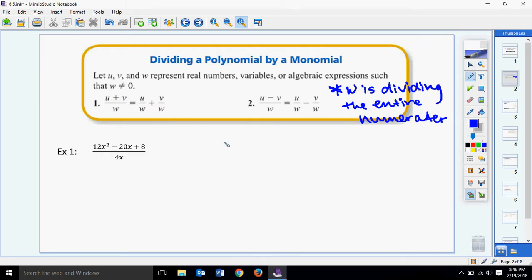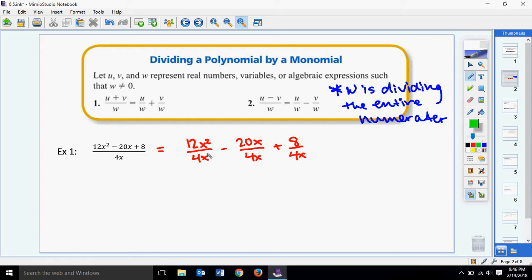In these two examples, there just happens to be two things in the numerator. In this first example 1, though, there are three things. So I have a 12x squared minus 20x plus 8. This 4x is dividing all three of these items. So I can split it up into 12x squared divided by 4x. Next comes minus because I'm subtracting that 20x and it's over 4x. And then I have plus 8 over 4x.